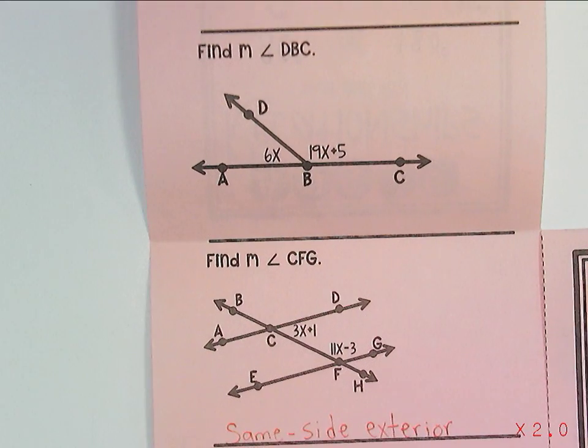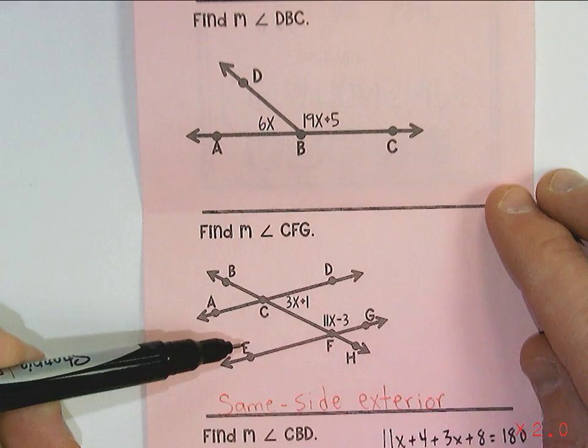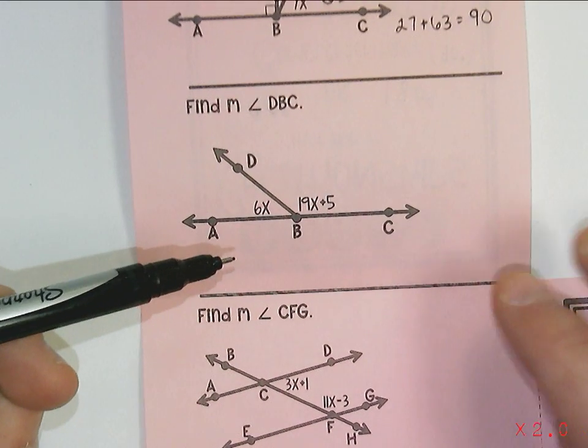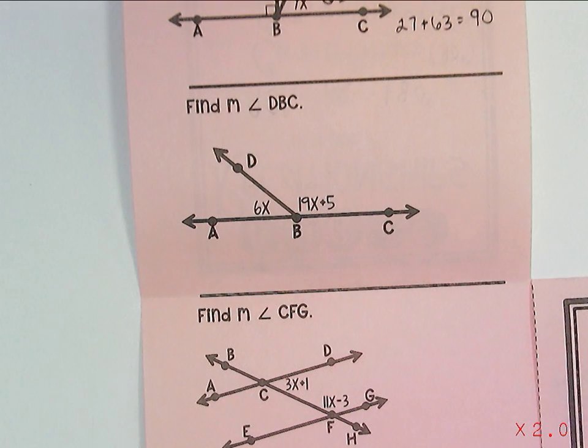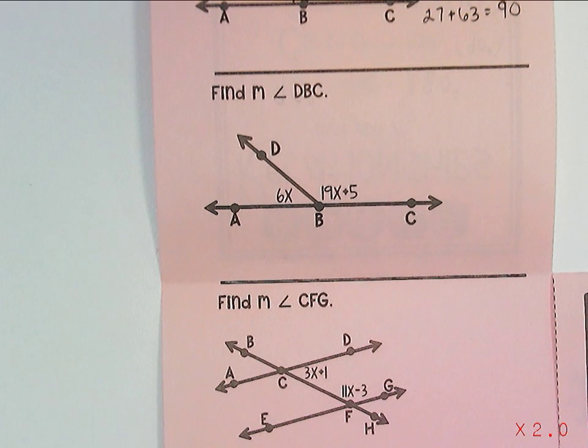So what I would like you to do is go through example 3 and example 2 on your own. Identify what the x is and find the measure of both angles. So go ahead and pause the video here and try those, and then I will show you what the answers are.